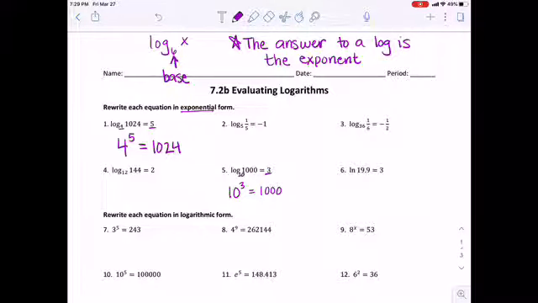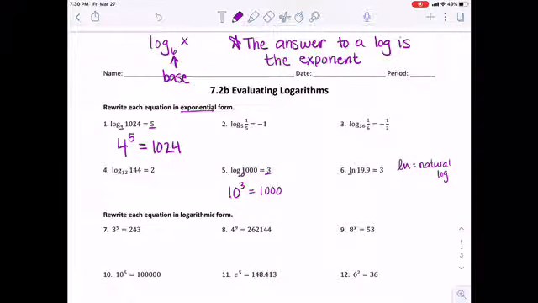Now the last one is number 6, and number 6 is a very special type of log. Notice it's written as ln. Now please note this is an L. This is not an I. So we have the ln of 19.9 equals 3. Now ln is what we call the natural log. And it's a log whose base is e.